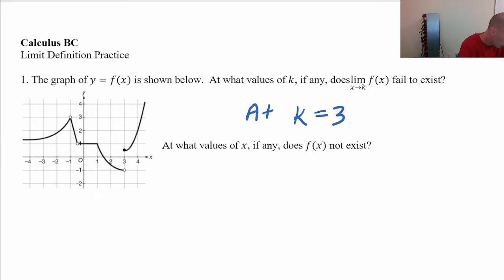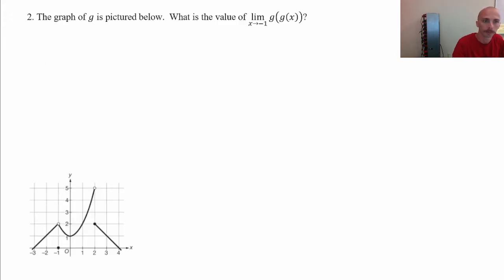Okay? At what values of x, if any, does f of x not exist? Well, f of 3 exists. I can see it right there. And so x equals 3 is not going to be a place where f fails to exist. F is going to fail to exist at x equals -1 and what I would assume is x equals -1/2. Okay. That's all they're asking about this one.